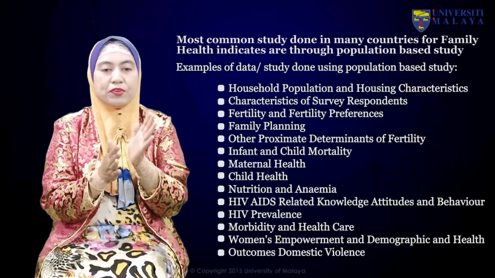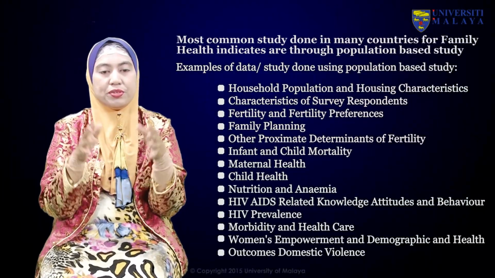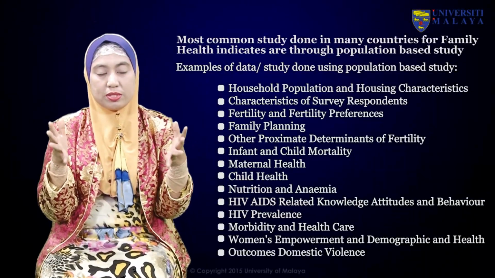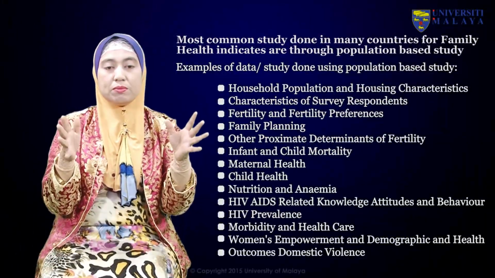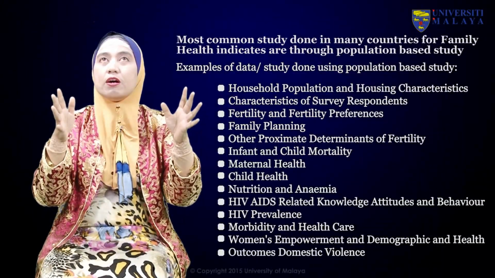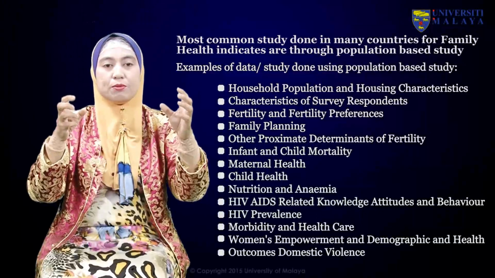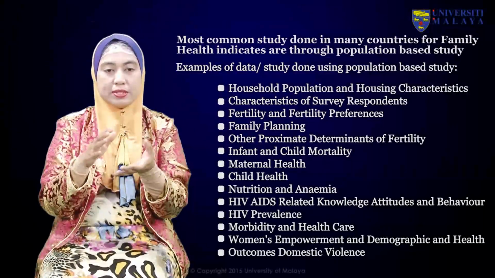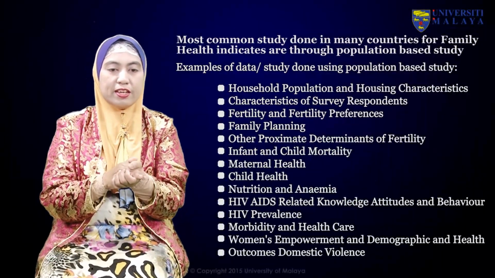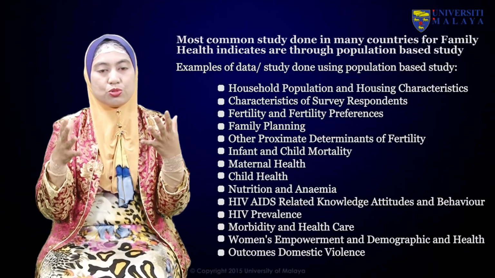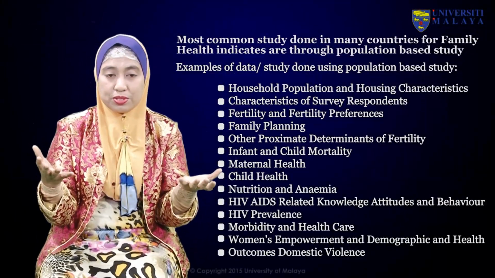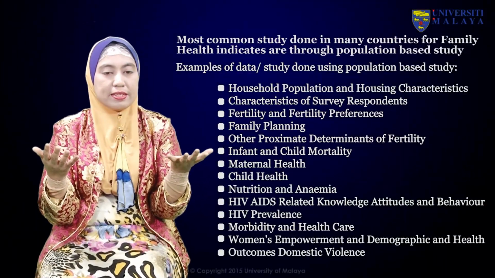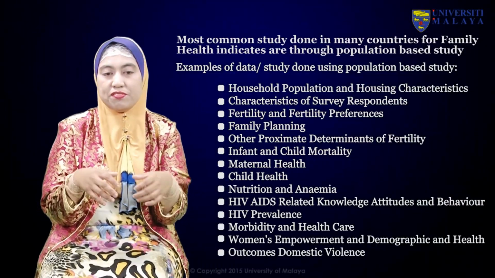And infant and child mortality have been very crucial, where there are many studies about infant and child mortality, because we have to understand that infant mortality is the science that shows whether there is a good level of health in a country. Okay, so maternal health, child health, and nutrition anemia, those are also other important sectors where you do survey or research. And then last but not least is about HIV/AIDS related, HIV prevalence.